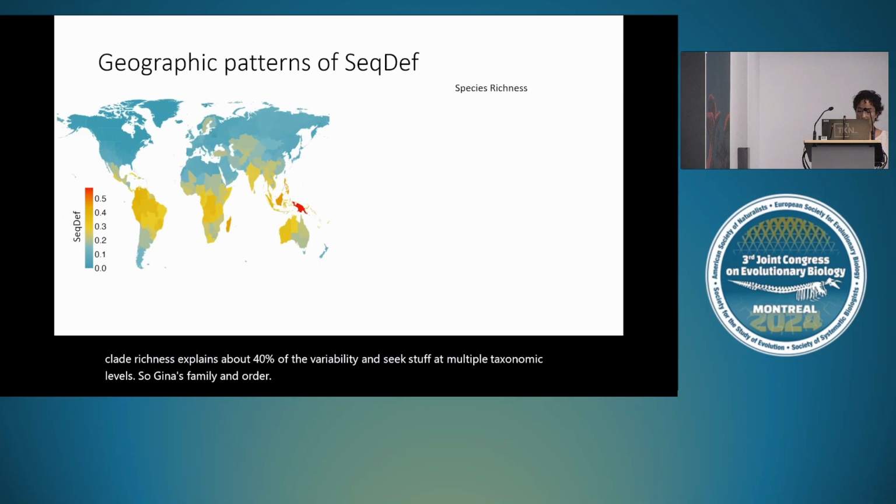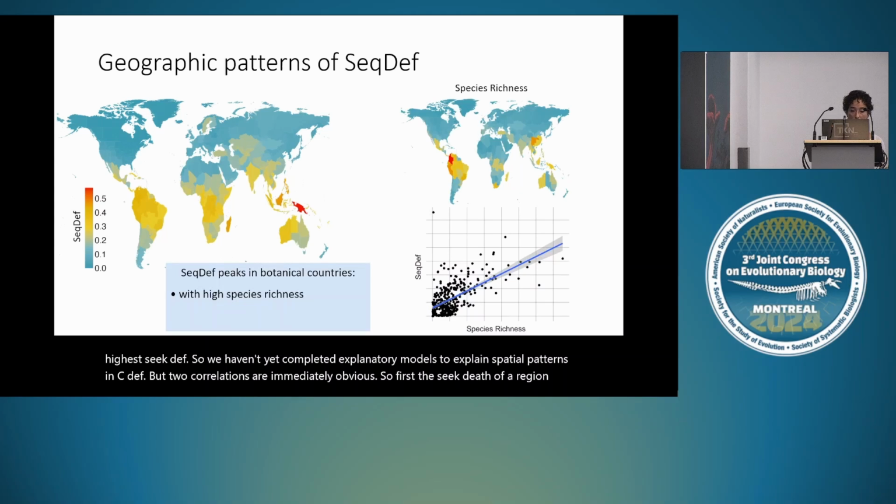So it's clearly spatially structured. Most temperate regions of the world are not sequencing deficient compared to tropical regions, and Indonesia and Papua New Guinea have by far the highest seqdef. We haven't yet completed explanatory models to explain spatial patterns in seqdef, but two correlations are immediately obvious. First, the seqdef of a region is tied to its species richness.